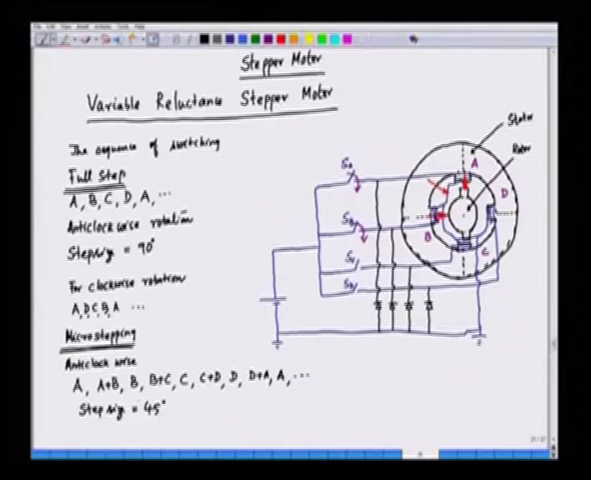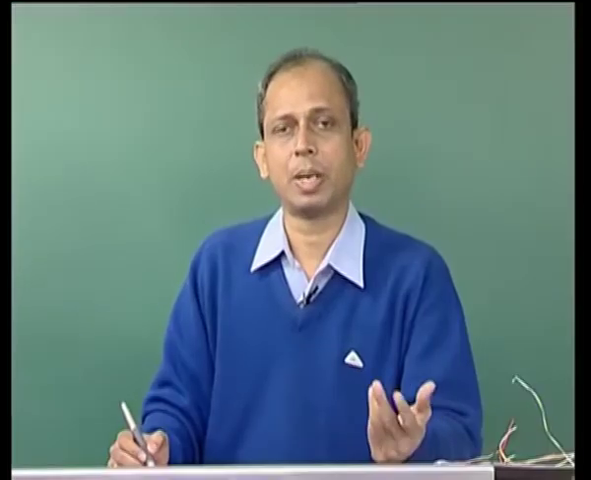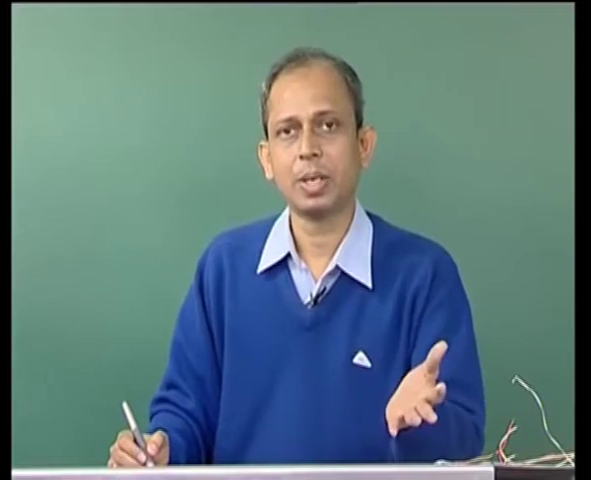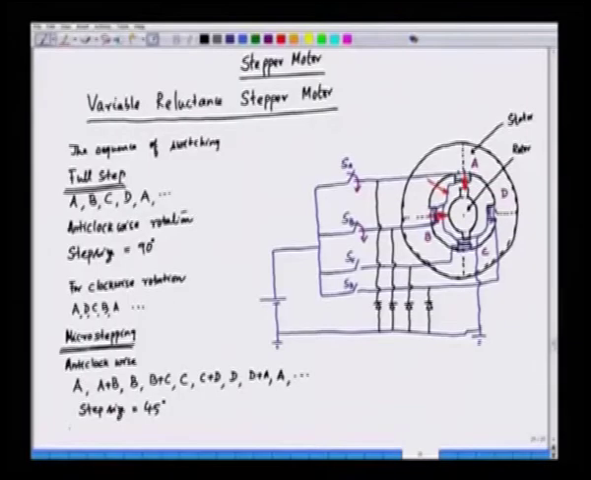Now, this is anticlockwise rotation. Similarly, we can have clockwise rotation also. In clockwise rotation, we change the sequence in a different fashion. For clockwise rotation, we will go for the following sequence. We will start with A and then A plus D. So, we are basically shifting in the opposite direction.